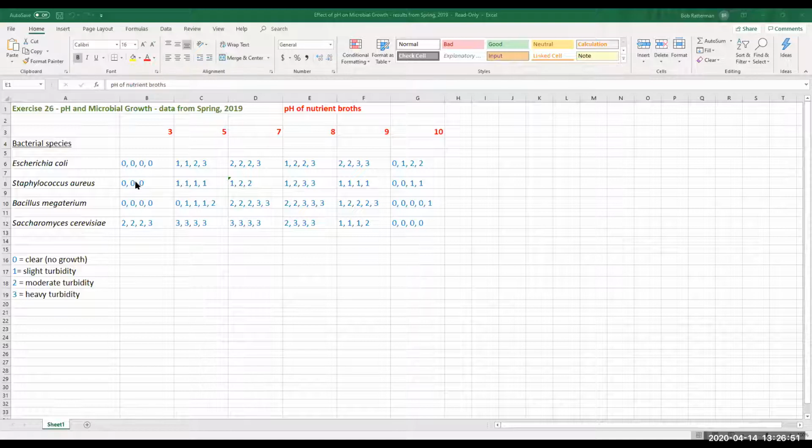And then, of course, here are the 6 pH broths that you would have been inoculating these 4 microbes into. The way that we would have evaluated the growth or lack thereof is we would have qualitatively assigned each tube, once it comes out of the incubator, with a value. If it was clear, we would have given it a 0 grade, and so on, up to number 3, which would have been really, really cloudy or turbid.